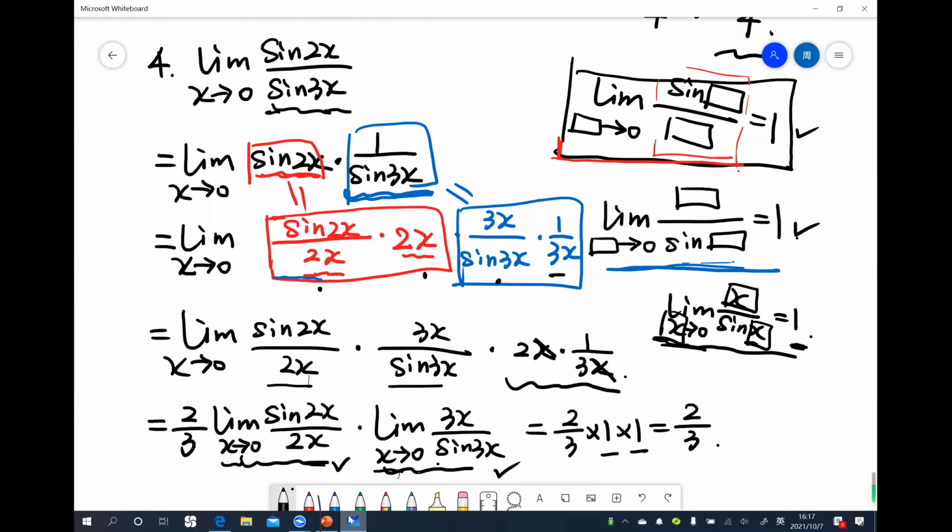Okay, Laoshi. So here maybe you can write 3x, and here you can write 2x. But as x approaches 0, 2x must approach 0, and 3x also approaches 0. They are the same, so I just wrote x approaches 0. The simple one. Okay, thank you.